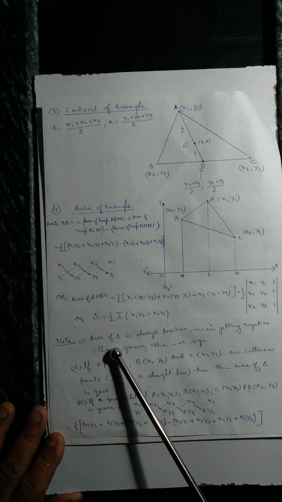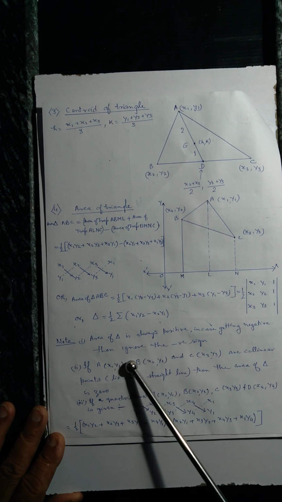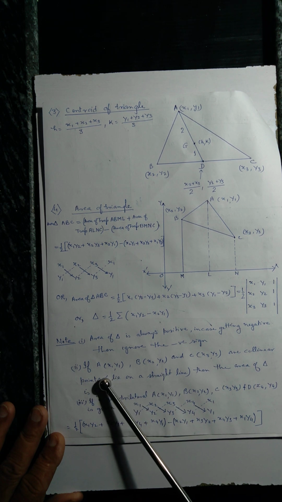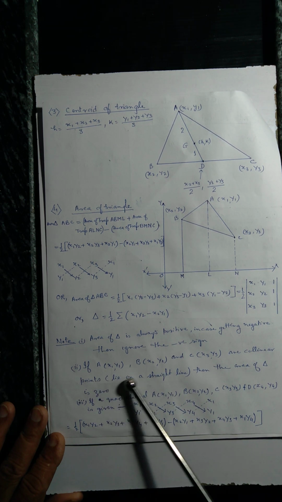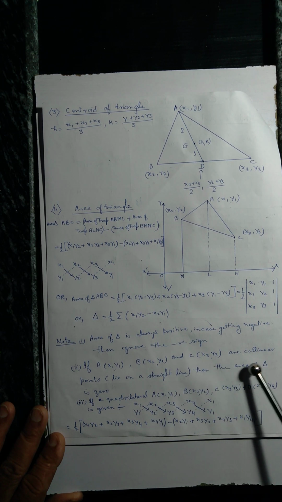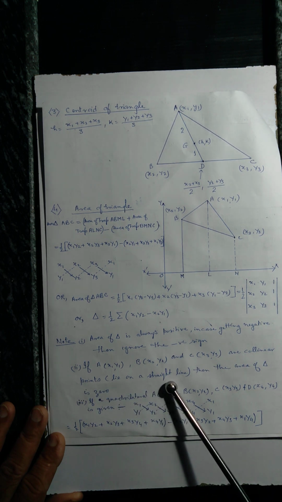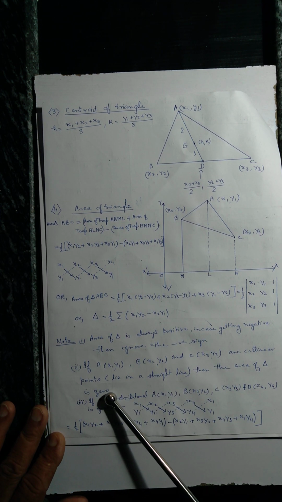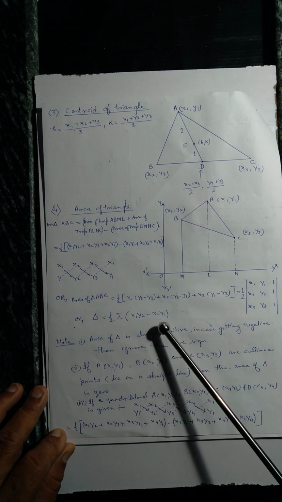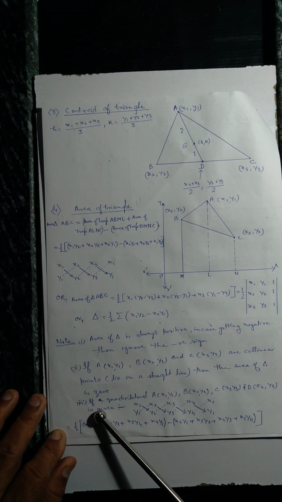Note the area is always positive. In case of getting a negative, then ignore the negative sign. If A, that is x1, y1, B, x2, y2 and C, x3, y3 are collinear points, that is they lie on a straight line, then the area of the triangle is 0. Means if you have to prove that three points lie on a straight line, the area of the triangle will be equal to 0.